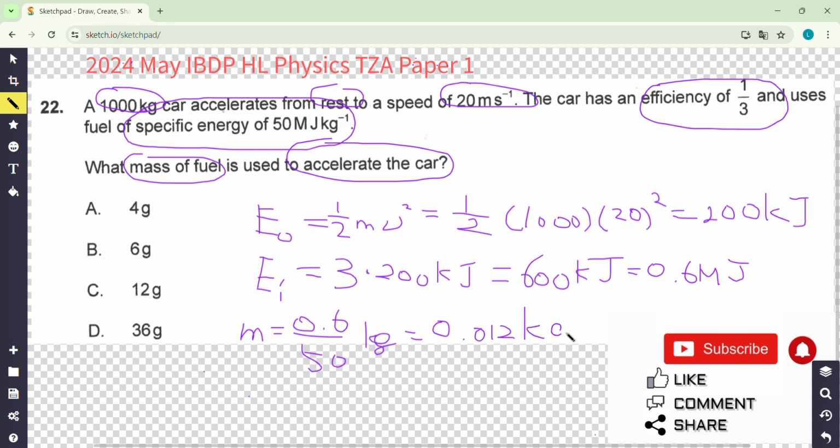kilogram. No solution. Gram. Okay, so multiplied by 1000 is 12 grams. Sorry, 12 grams. Multiplied by 1000, 12 grams. So the answer is C.